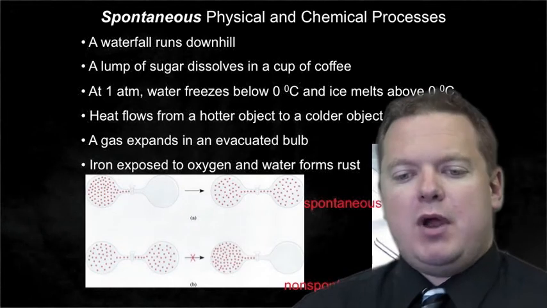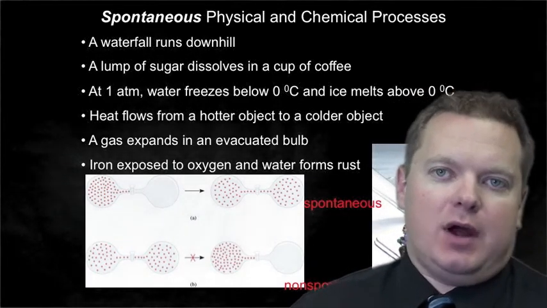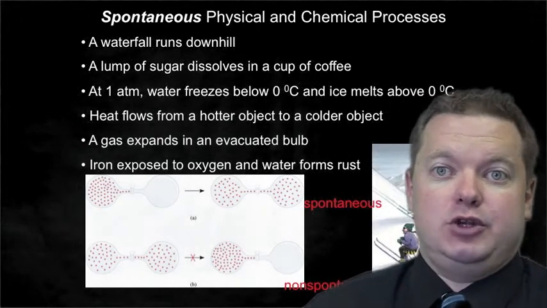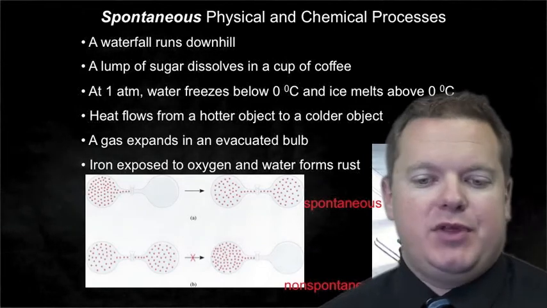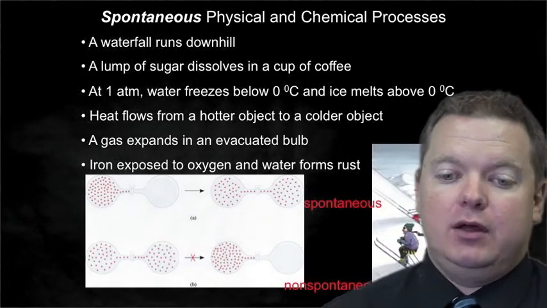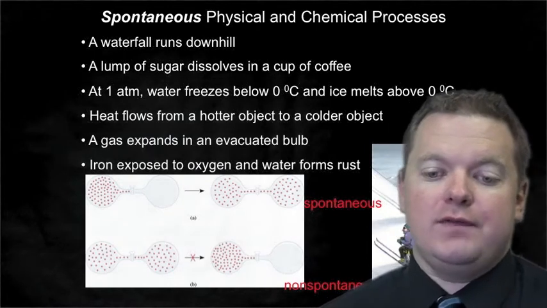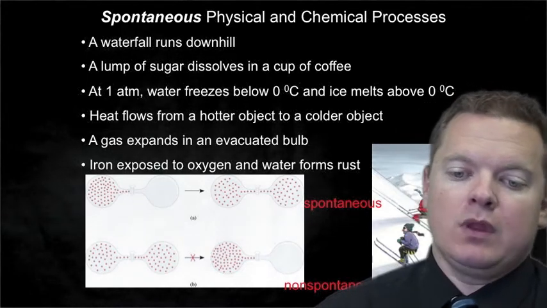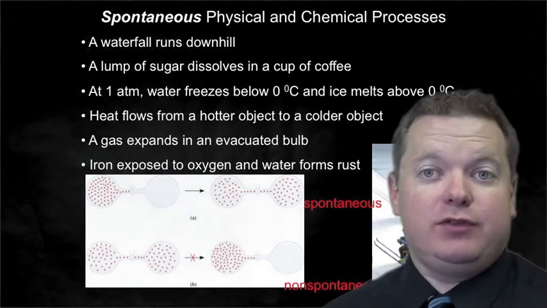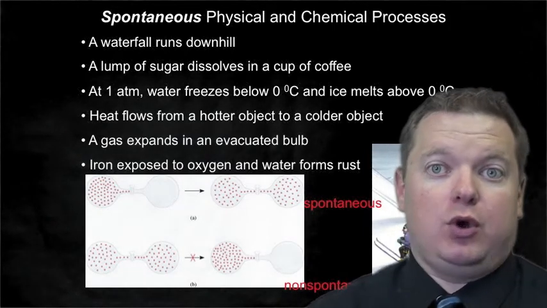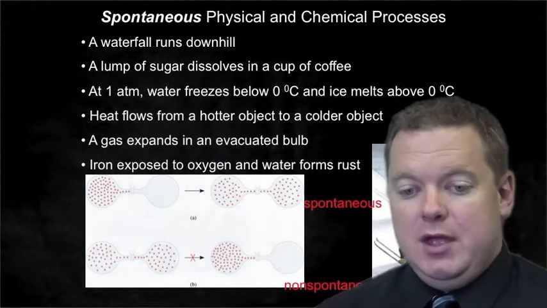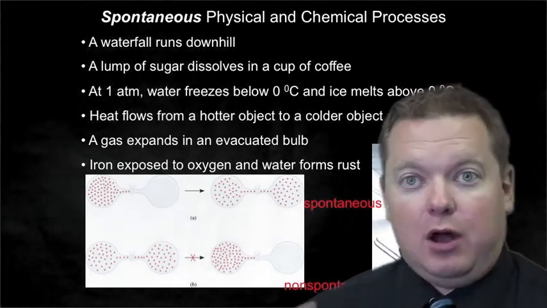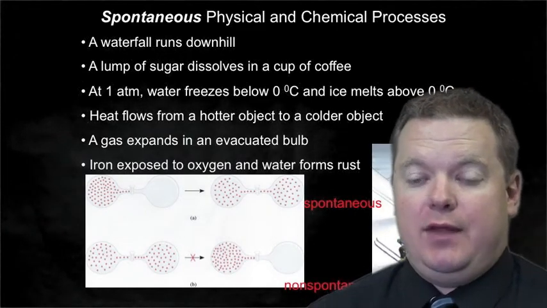So let's start by thinking about what we call a spontaneous process, or a spontaneous chemical reaction. Those are things that happen without us actually doing anything to the system. So here's a list of some things that are spontaneous: water running downhill, a lump of sugar dissolving in coffee, water freezing below 0 degrees Celsius or melting above 0, heat flowing from a warmer object or hotter object to a colder object, what we discussed in the last chapter, gas expanding inside a vacuum, or iron forming rust. All of these processes happen without us actually doing anything to them.